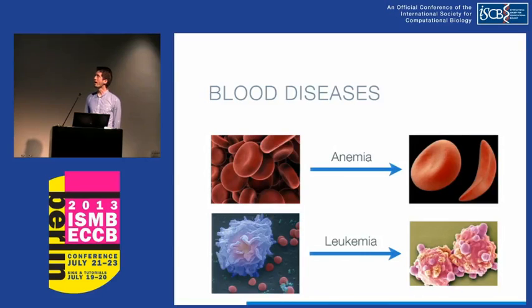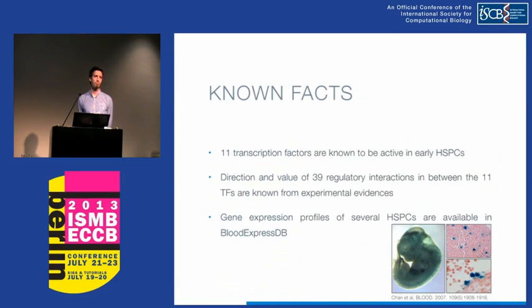But what do we actually know about differentiation, the hematopoiesis process? We know that there are 11 transcription factors which are intimately involved in the differentiation process. And there are 39 regulatory interactions between those transcription factors. 39 regulatory interactions which have been experimentally validated, which means that they came from ChIP-seq, and subsequently those were validated in vivo in mouse embryo to check whether those regulatory regions were active specifically during hematopoiesis.